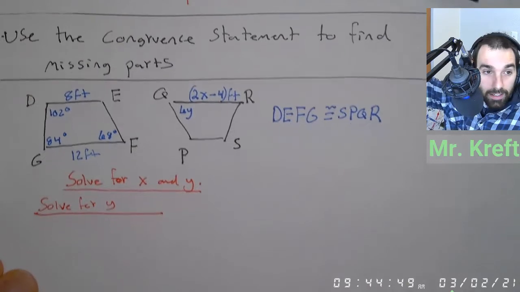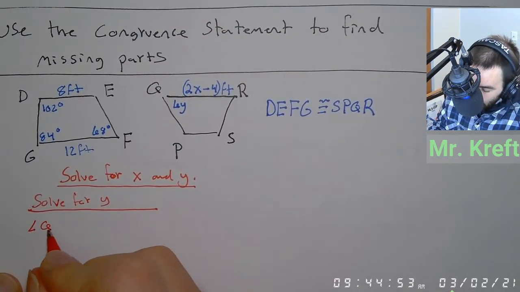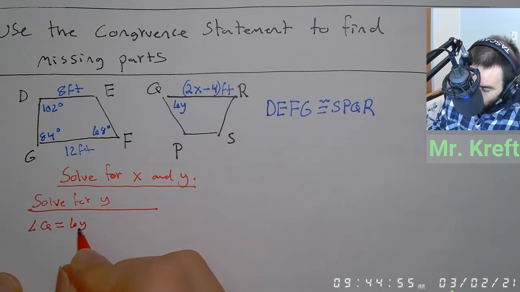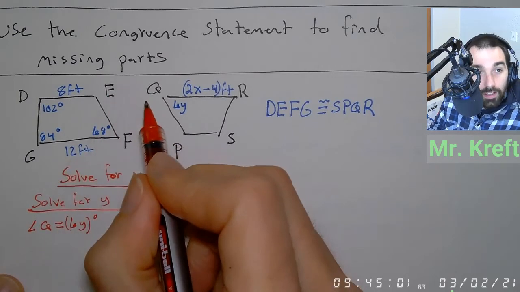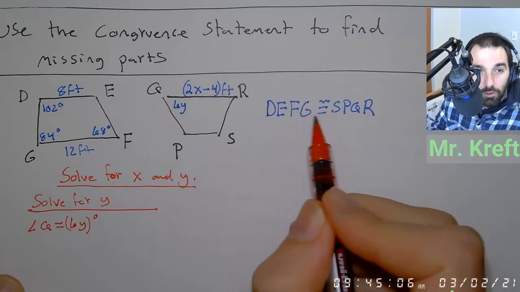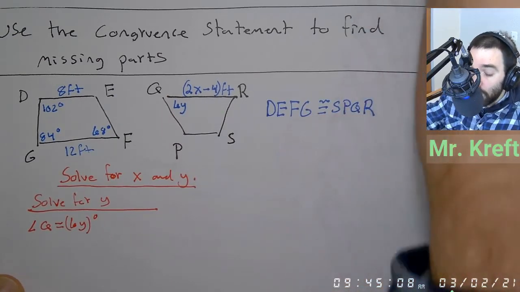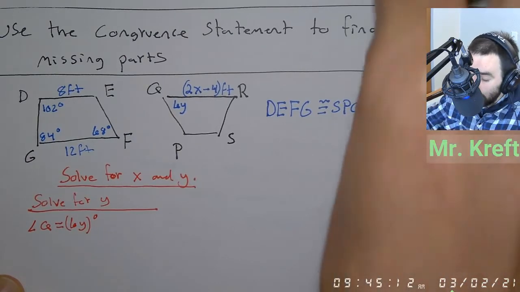Right? So to solve for Y, notice how angle Q equals 6Y. Okay, so angle Q equals 6y. Since these two shapes are congruent, it says they're congruent here, then I know all corresponding parts are going to be congruent as well.